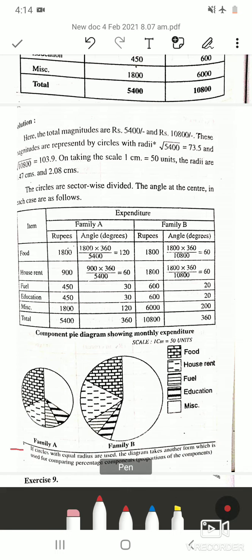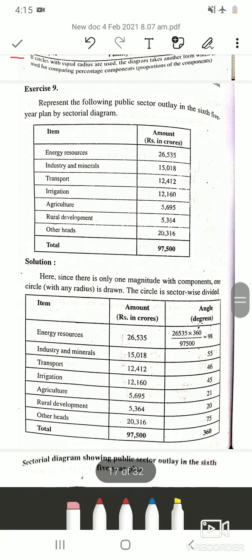Do the same shading that you have done for the previous family and write it in the index. If the circles are of equal radius, then they show the percentage components. Here these are of different radii, so it is a normal pie chart or subdivided pie chart.